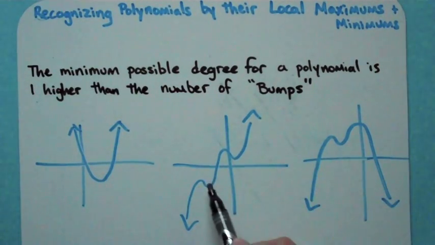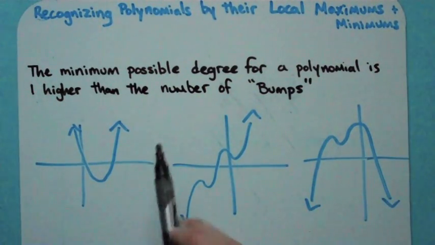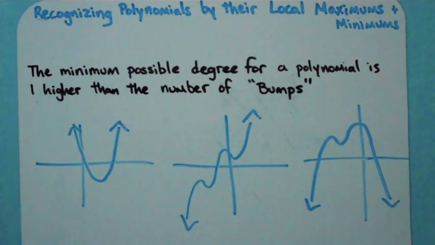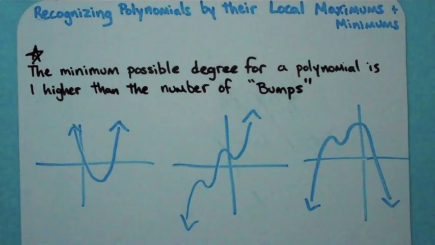But it's a lot easier to refer to these as the bumps on a graph. That's a much more common, everyday language way of saying it, rather than a local max or min. So if we want to figure out what degree the polynomial is going to be, we count how many bumps the graph has, and we knock that number up by 1. That'll be our minimum degree. It may sound a little complicated, but it's not going to be hard to use. This rule is kind of important, so make sure you write that down.